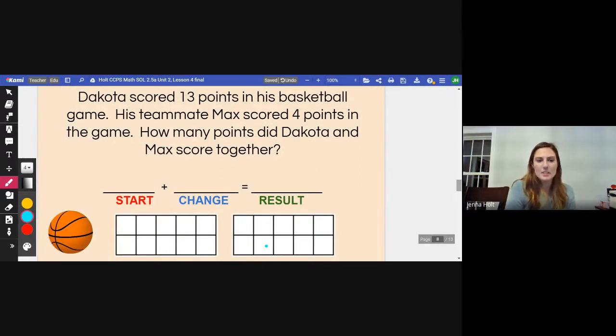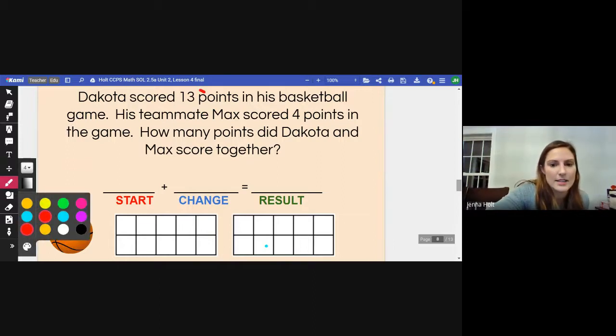Take a look. Follow along with me. Dakota scored 13 points in his basketball game. His teammate Max scored 4 points in the game. How many points did Dakota and Max score together? All right, let's look at our word problem. So this time I don't have them color coded. We need to look back and really think, what is our start? What's changing? So my first line says he scored 13 points in his basketball game. So that is our start.